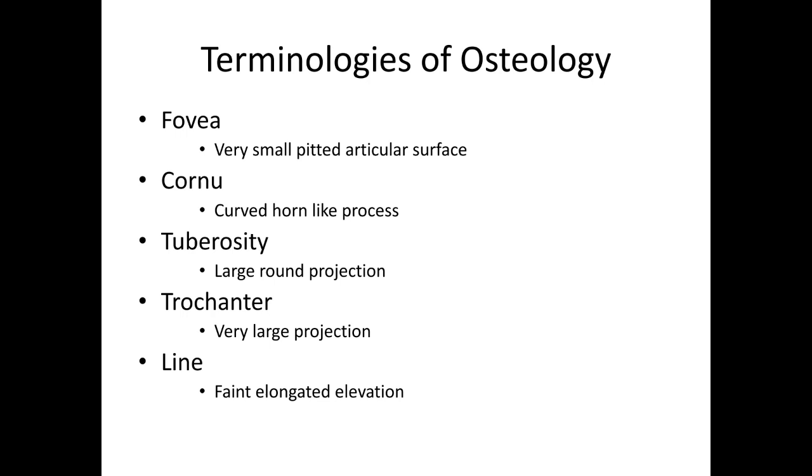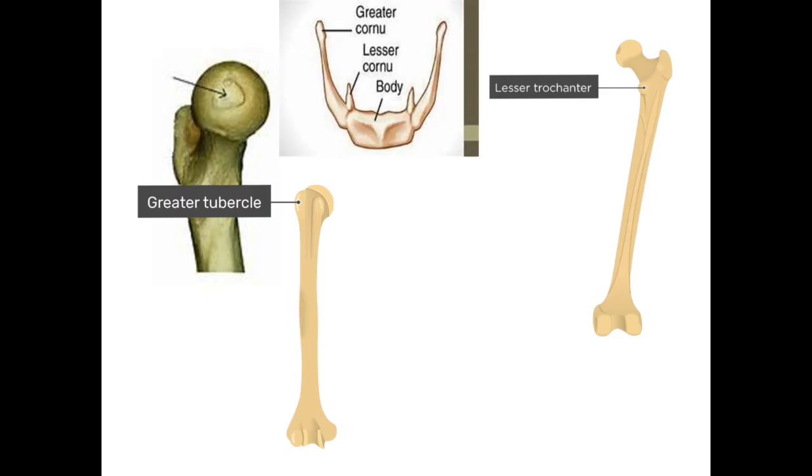Other terminologies include fovea, a small pitted articular surface; cornua, curved horn-like processes; tuberosity, that is a large round projection on a bone; trochanter, a very large projection on a bone; and line, a faint elongated elevation. Here you can see the greater cornua and lesser cornua of the hyoid bone and the greater tubercle, and you can see here the fovea capitis on the head of the femur, and here you can see the lesser trochanter, that is the trochanter projection on the surface of bone.